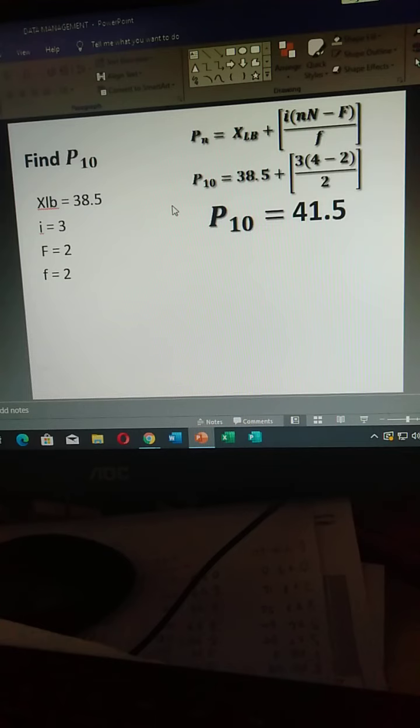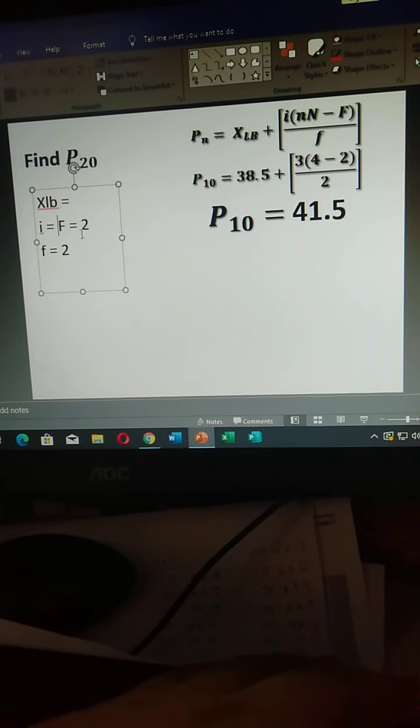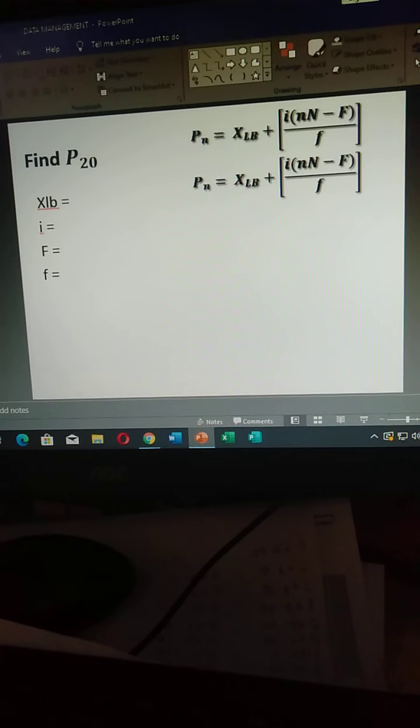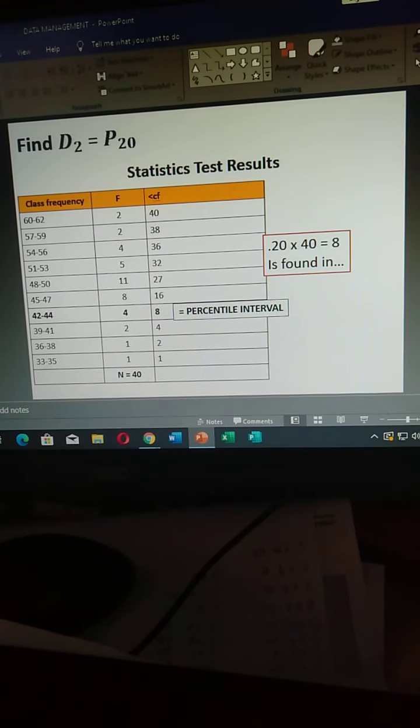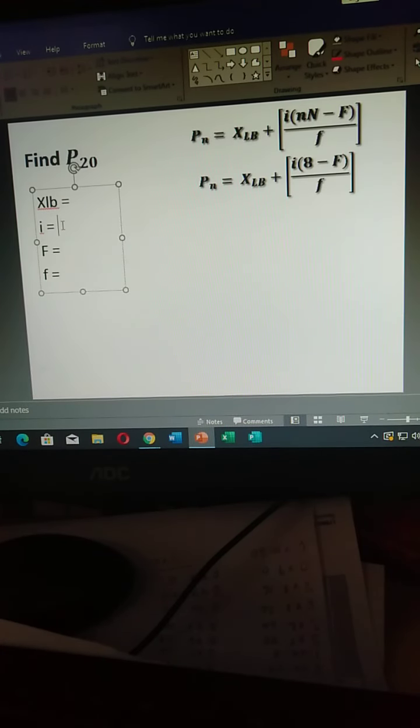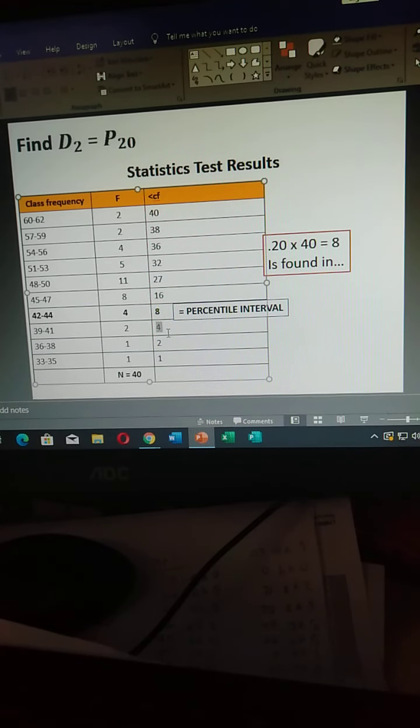Let's replace this with 20, and remove this. Let's just remove all of this. So, copy, paste. Now we're looking for P20, and we found its NN, which is 8. The interval is 3 again, always 3. And the capital letter F is 4, and the small letter f, the frequency, is also 4. A coincidence again that both are 4.